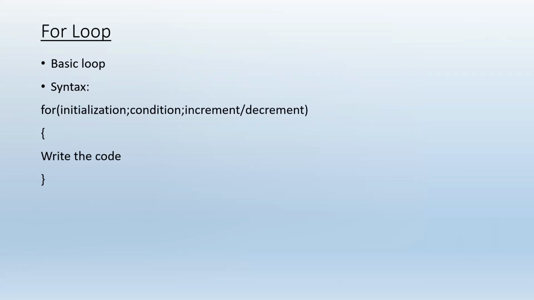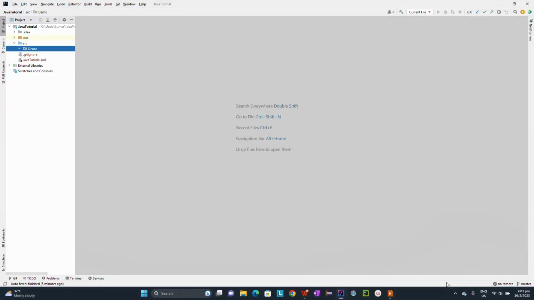The syntax of the for loop is the initialization, condition, and increment or decrement. Inside the braces, we write the code which will iterate as many times as we mention in the condition. Suppose we look at this in the IDE. I am creating one Java class for the for loop.